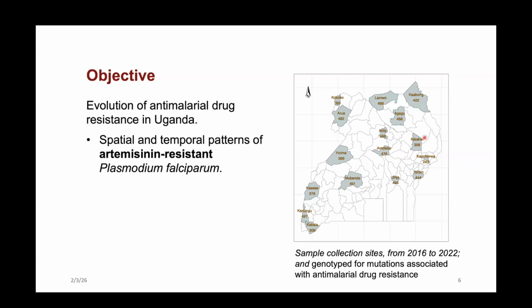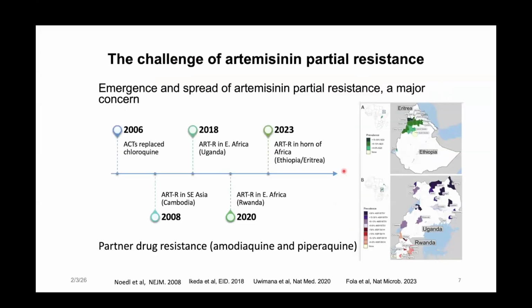And at each of these sites, we obtained samples from patients who are infected with malaria and genotyped them for different polymorphisms that we know are associated with antimalarial drug resistance. And one of those areas of our interest is artemisinin partial resistance, which is actually a critical problem because it impacts on how the ACTs work.